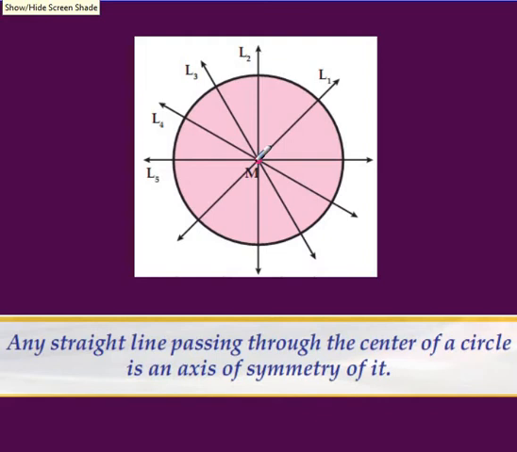Any straight line that passes through the center of the circle is a line of symmetry of the circle. Circle has infinite number of lines of symmetry. What about semicircle? Semicircle has only one axis of symmetry. This is a very important note.